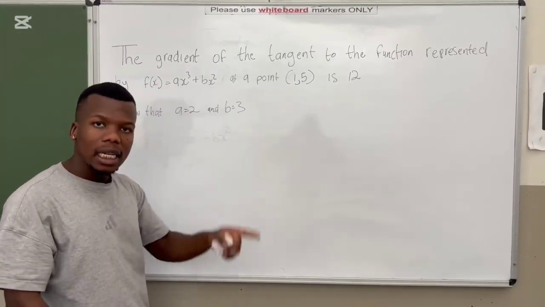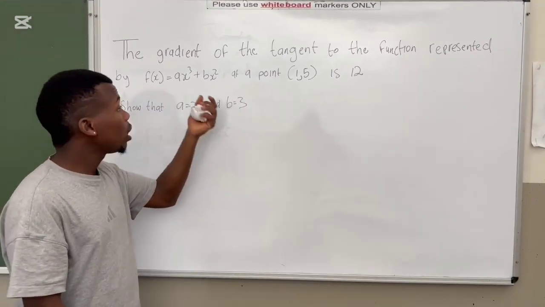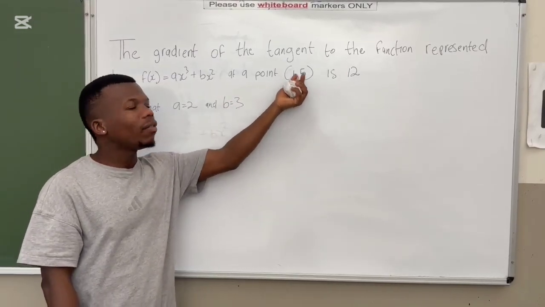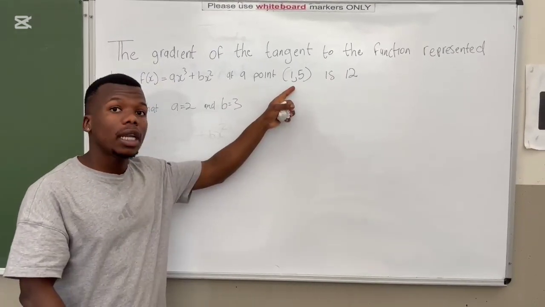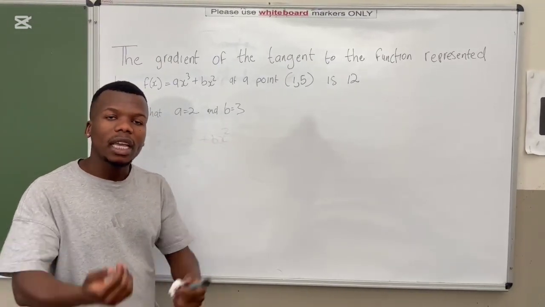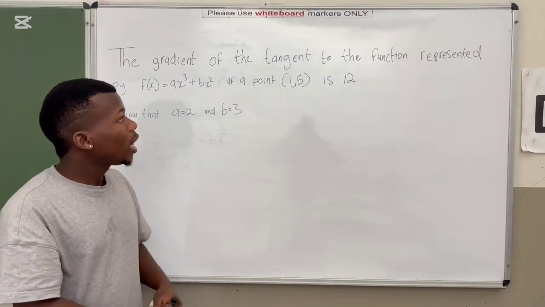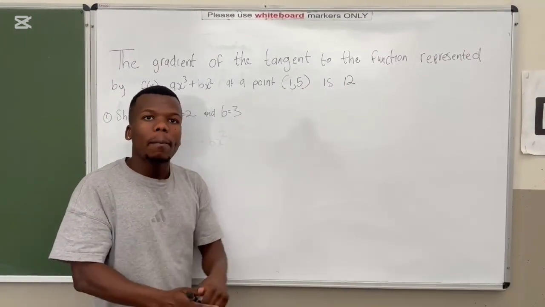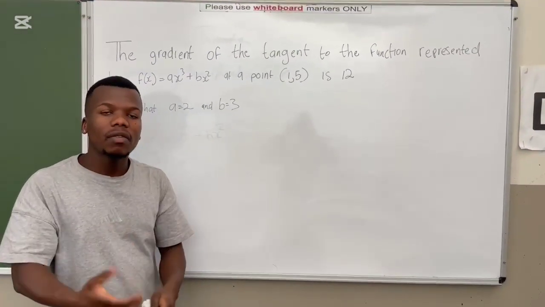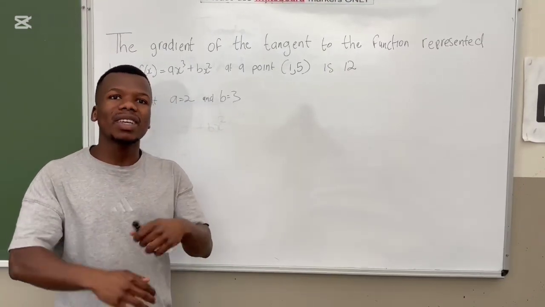We are given that the gradient of the tangent to the function represented by f of x equals ax cubed plus bx squared at the point (1, 5), meaning 1 is my x coordinate and 5 is my y coordinate, is 12. Remember in maths, the first derivative is always equal to the gradient. The gradient at this point is 12, meaning that when I was finding this gradient, I did a first derivative and substituted x equals 1 and got 12. But now we are going to reverse the process.